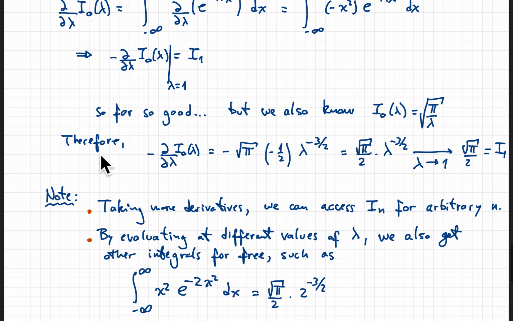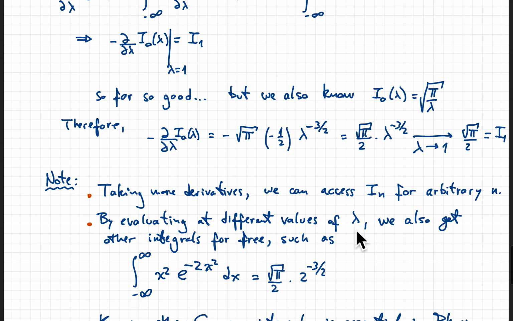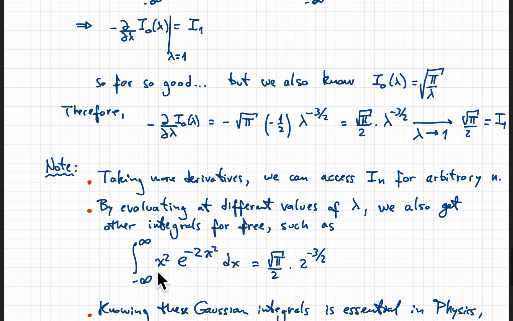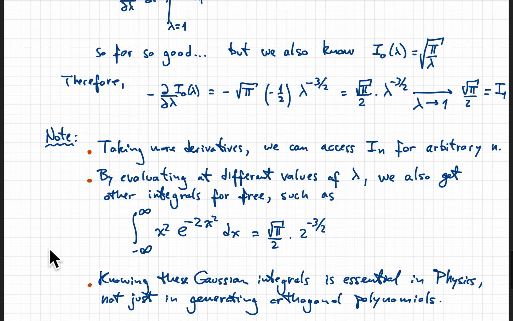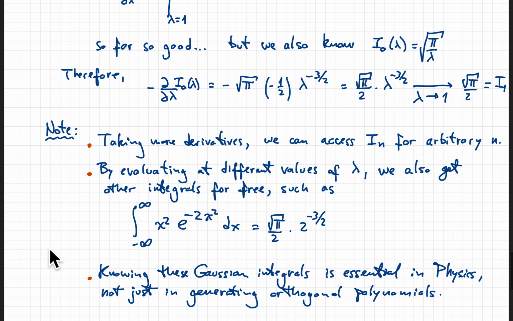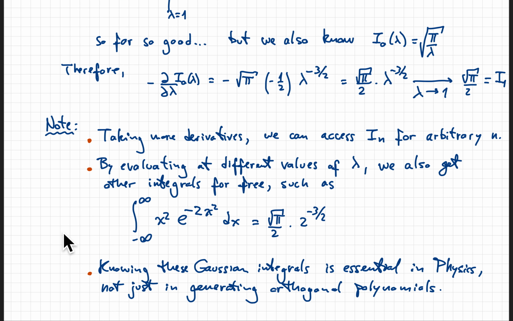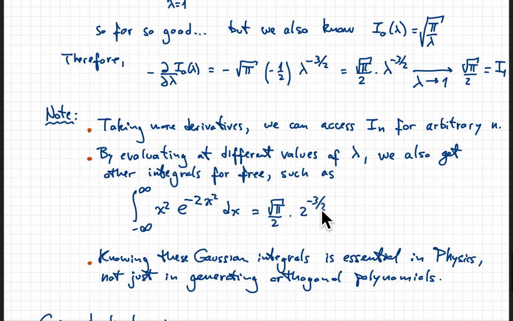Also interesting is that you can evaluate at different values of lambda, and in that way you also get other integrals for free. For example, if you want the integral from minus infinity to infinity of x squared e to the minus 2x squared, you do the same calculation we did, but instead of setting lambda equal to 1 at the end, you set lambda equal to 2. And that will give you the result for that. It's a relatively easy thing to see, and you may not need a trick for that calculation, but it's nice to know that you have access to that as well.